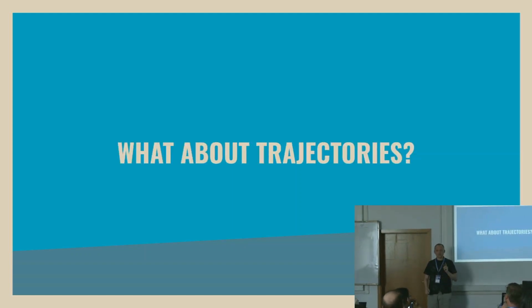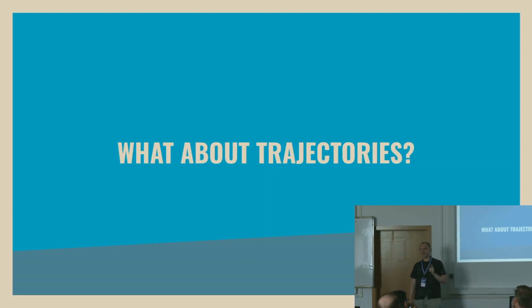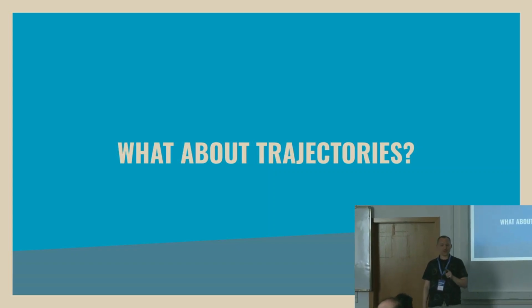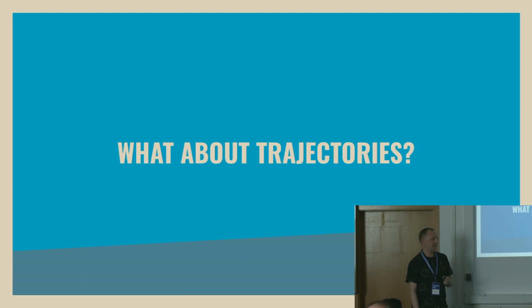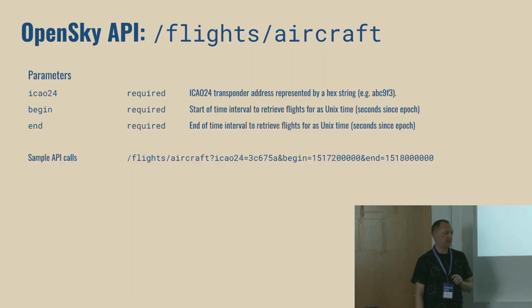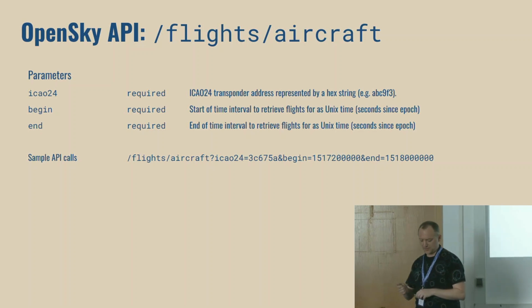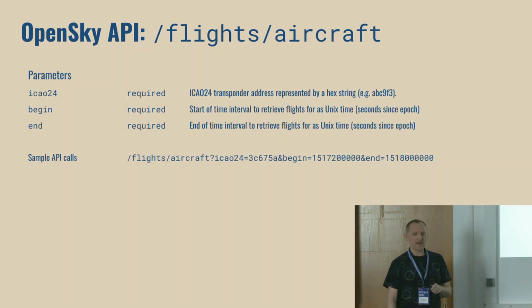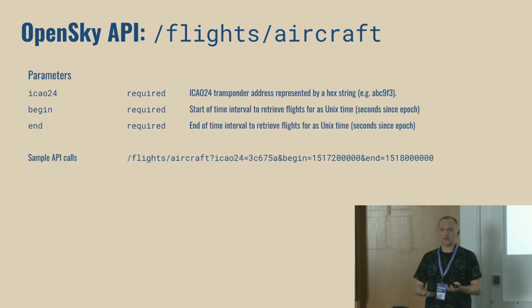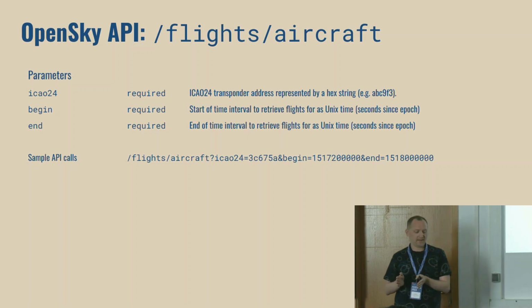Okay, so you're probably asking yourself, Ben, you said we're going to be talking about trajectories, and these are not trajectories. These are single points in time. And you're right, but we are going to get to trajectories in a moment. But we need two more endpoints. And the first one is the aircraft endpoint. And this is how you get historical data. So you say, for this particular aircraft, give me all of the flights that it has taken between this start time and this end time.